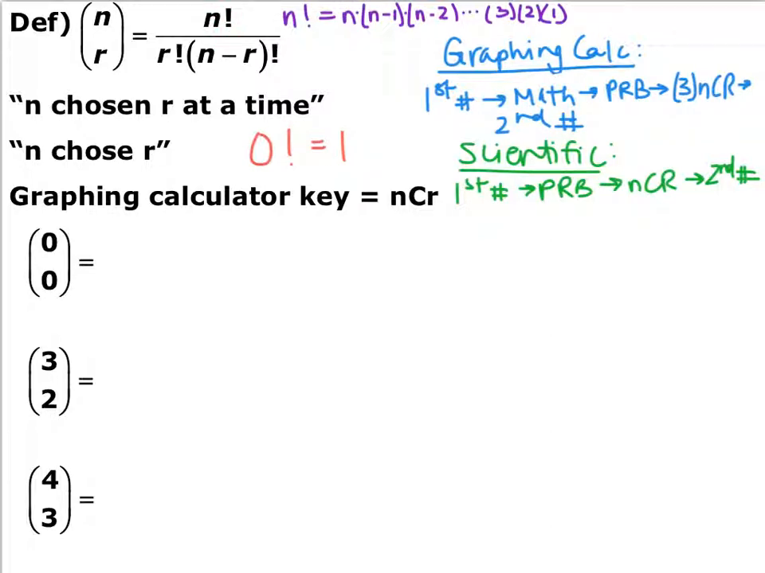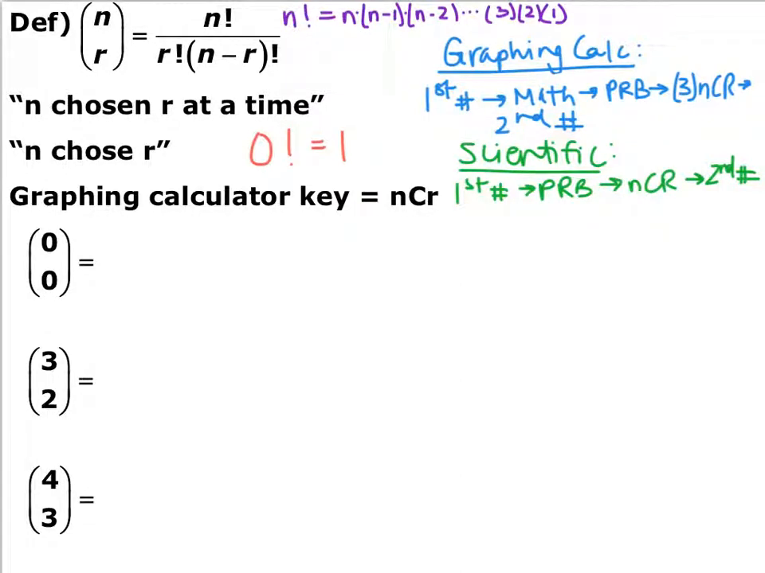Factorial means you take every value starting at n and multiply n times n minus 1 times n minus 2 all the way down times 3 times 2 times 1. So multiply every number from 1 up through n. The 0 factorial is defined as 1.